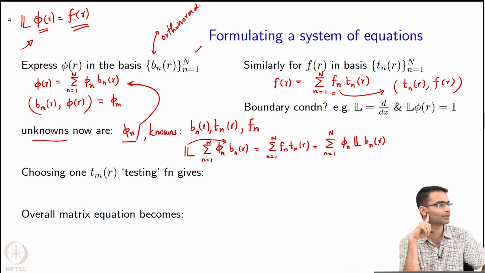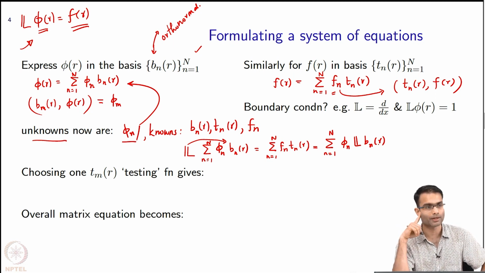Not really. I have n unknowns for sure, which are the phi n's, but I don't have n equations in them. So, what should I do? Inner product, right? So, that's a very good suggestion. What is being suggested is that in this equation, what if I take an inner product on both sides with t, any t. So, let us take t m.